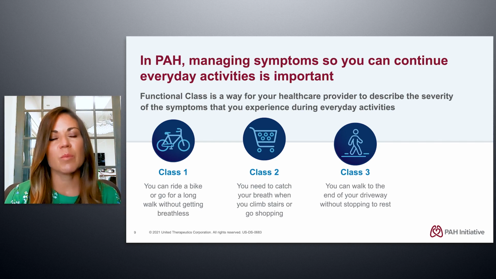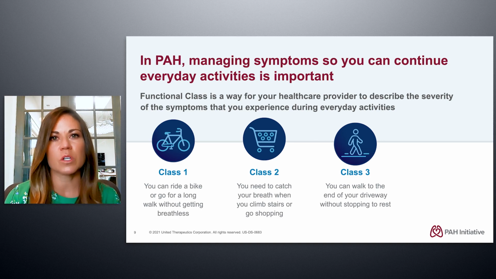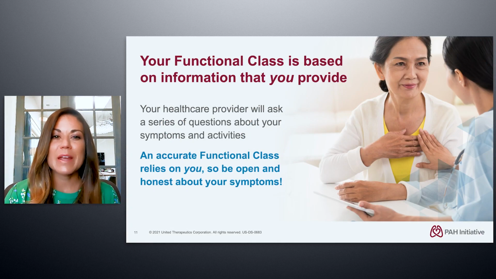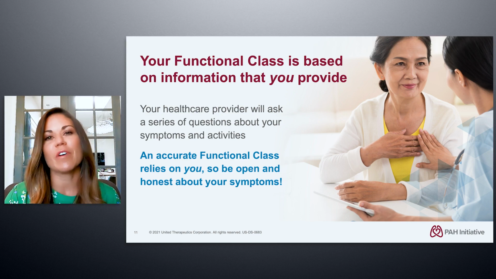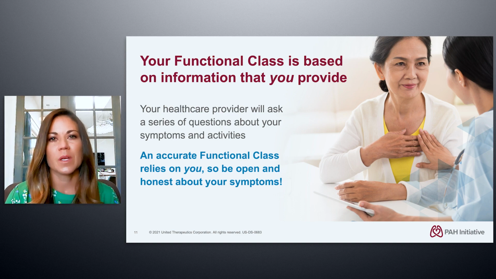By the time you become a functional class 3, you're starting to notice that even your daily activities become more difficult, such as taking a shower or making your bed. And when somebody is a functional class 4, we're a bit more concerned, as often they have symptoms even when they're at rest. Your functional class is based off of the information that you provide your healthcare professional. So it's essential that you have an open relationship and discussion with your healthcare provider about how you're doing and what it is that you can do.